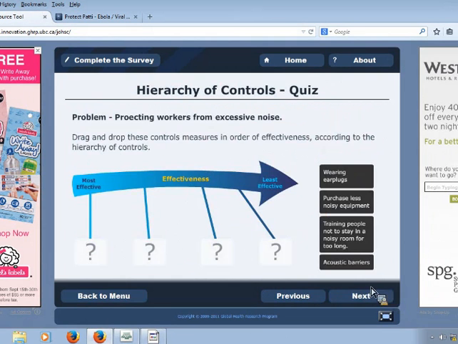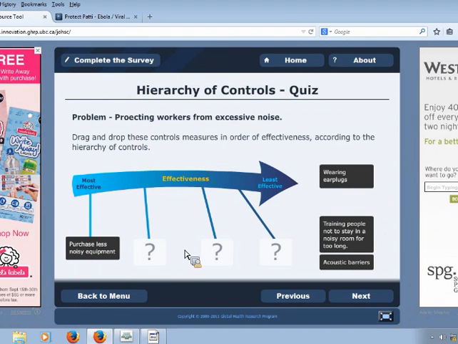So if we use the example of noise, what's the most effective here? Wearing earplugs, purchasing noisy equipment, which of these is the most effective? Okay, so less noisy equipment. We'll put that here. Oops, purchase less noisy equipment. Maybe because I'm not good with this mouse. That should be the most effective. Yeah, that's it. It won't stay there if it's not.